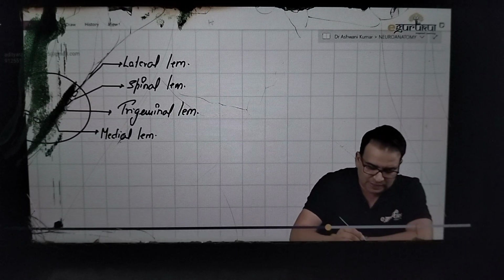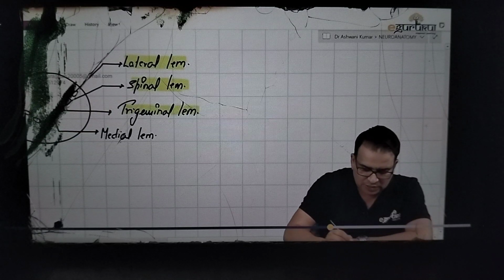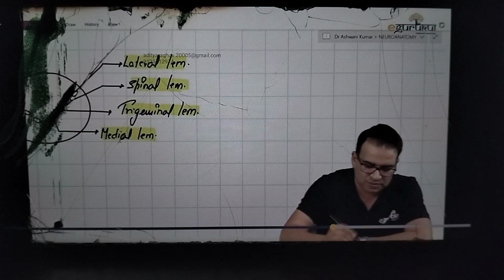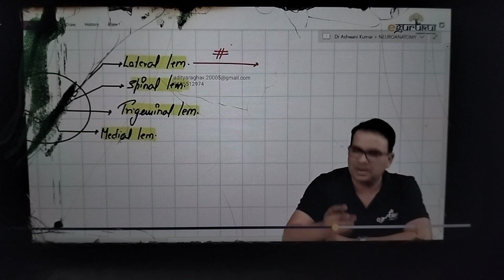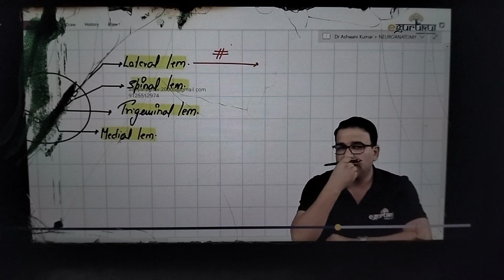Now guys, if there are injuries to these lemniscus, what will be the effect? So that we can write it down here and we don't have to think about it while discussing the syndromes. If there is injury to the lateral lemniscus, what will happen? Lateral lemniscus we just discussed, it is about the auditory pathway. So there will be a hearing loss.